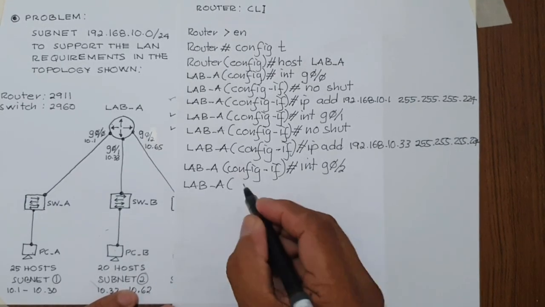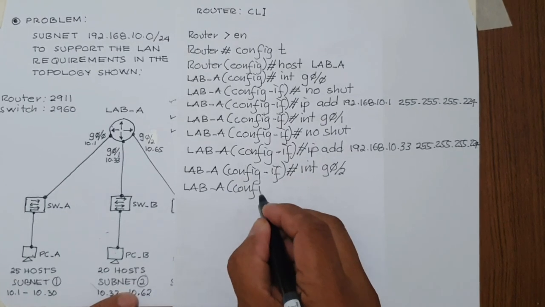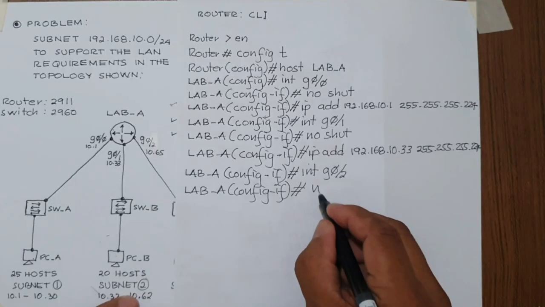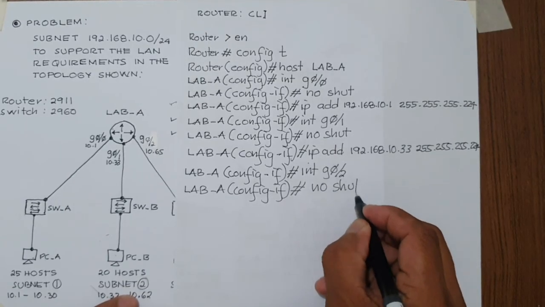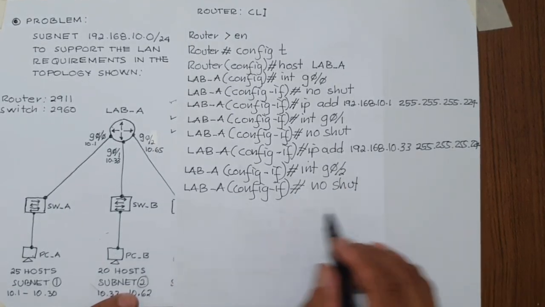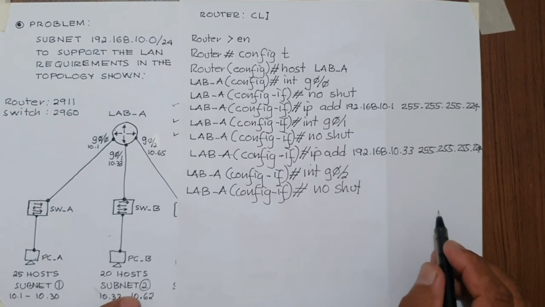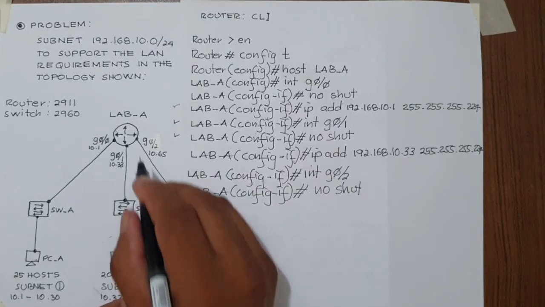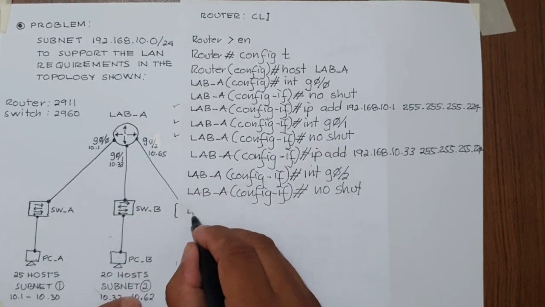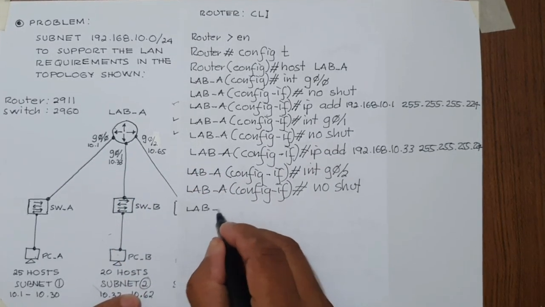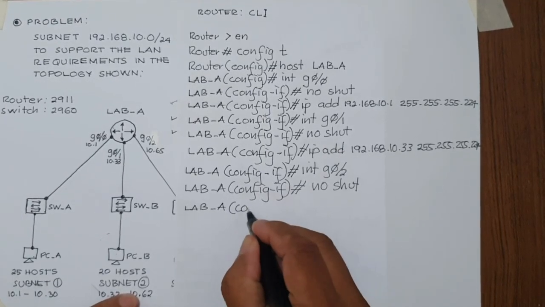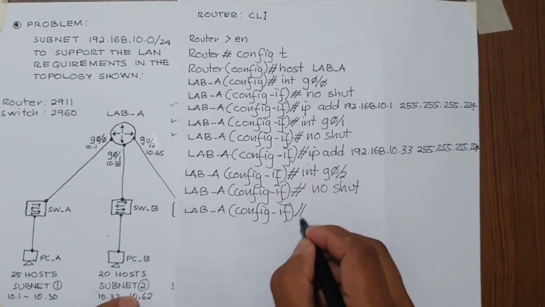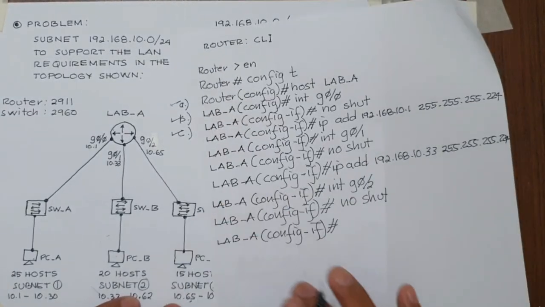Then we turned it on by issuing the command no shut. There will be a message here which tells us that this is now in state up, and this will turn green. Then we assign the IP address of that interface serving as the default gateway for all the hosts here.